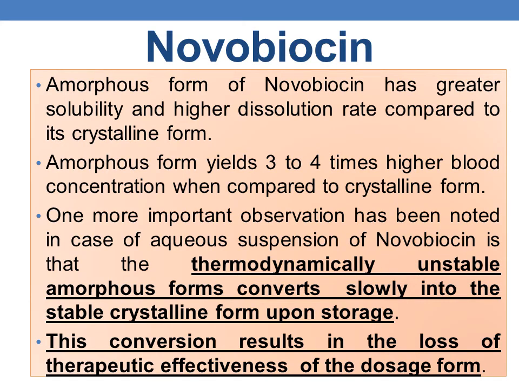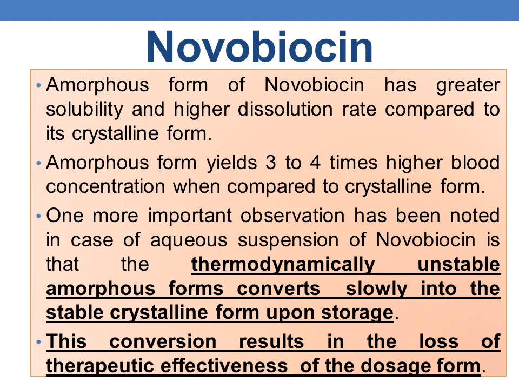Coming to the classic example of novobiocin. Novobiocin is an antibiotic. The amorphous form of novobiocin has a greater solubility and higher dissolution rate compared to its crystalline form. The amorphous form yields 3 to 4 times higher blood concentrations when compared to the crystalline form.